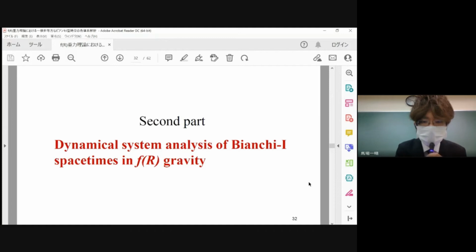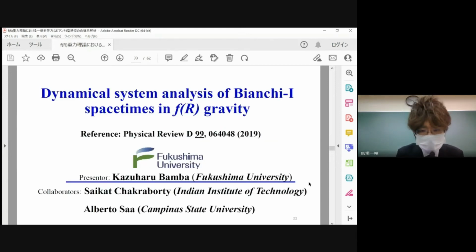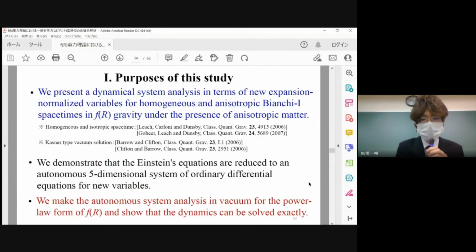Now let me move to the second part, the dynamical system analysis of Bianchi type I spacetimes in F(R) gravity. This is a collaboration with Dr. Chakraborty and Professor Sar. In this work, we present a dynamical system analysis in terms of new expansion normalized variables for homogeneous and anisotropic Bianchi type I spacetimes in F(R) gravity under the presence of anisotropic matter.